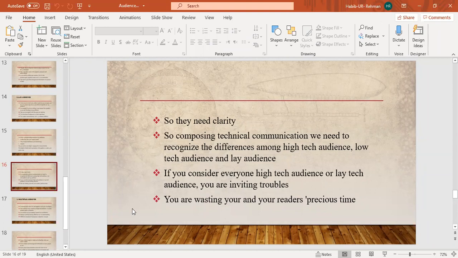If you do not keep your audience in mind, you are wasting your time and the time of your readers or audience as well. If you have written a piece of paper full of jargon and technical complexities, and the reader is a lay audience who doesn't know anything about your field, it will take him a long time to understand your point of view, so it will waste his time as well.